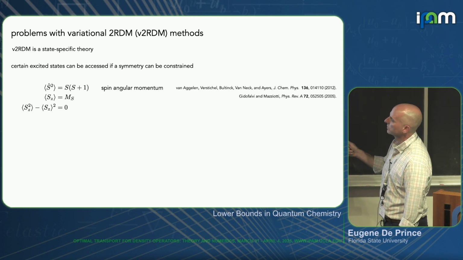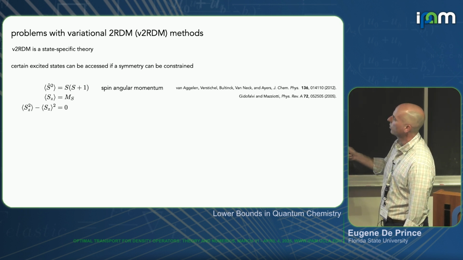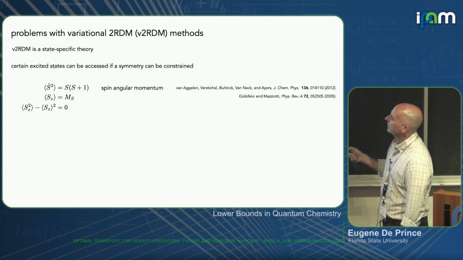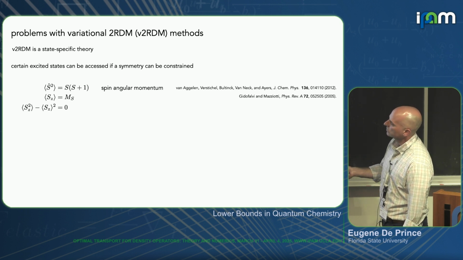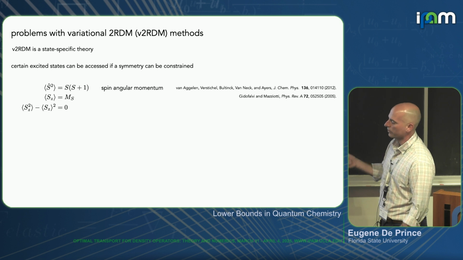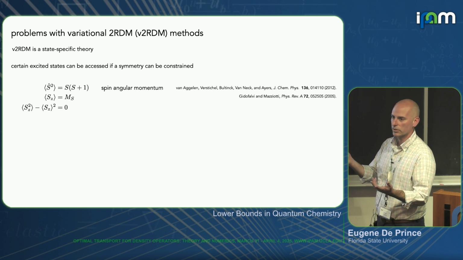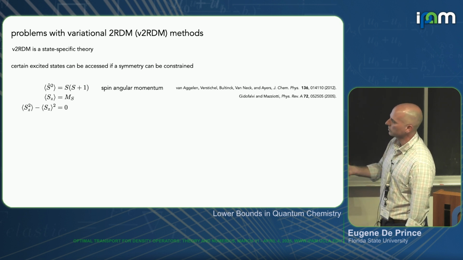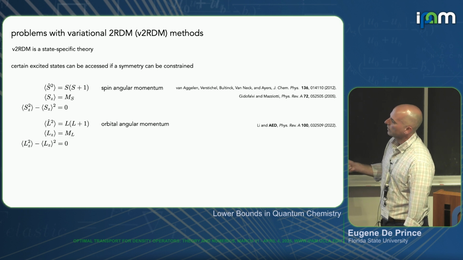There are examples, again from more than a decade ago, from Paul Ayers and others, doing this in the literature. With spin angular momentum, if I had a two-electron system, I could get at a singlet or a triplet state, basically, based on spin angular momentum constraints. You can generalize this idea also to orbital angular momentum constraints, where you have the same type of idea.